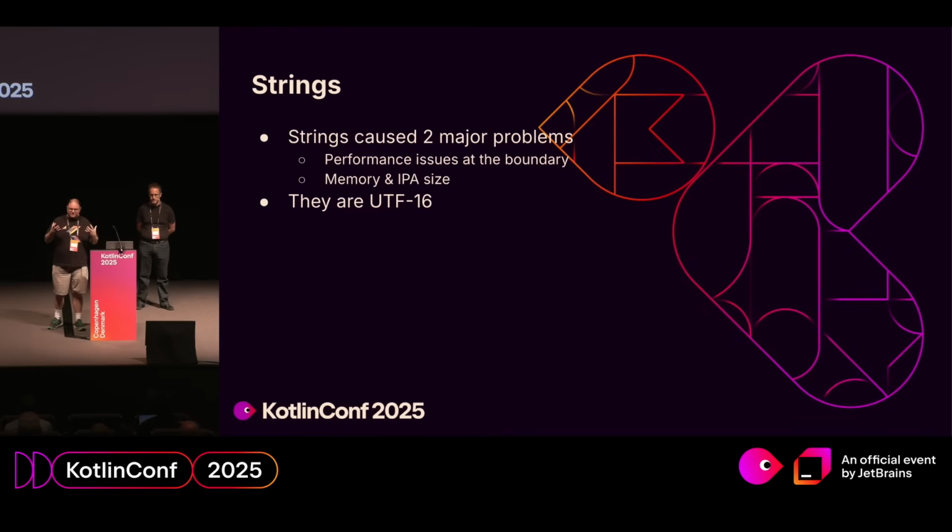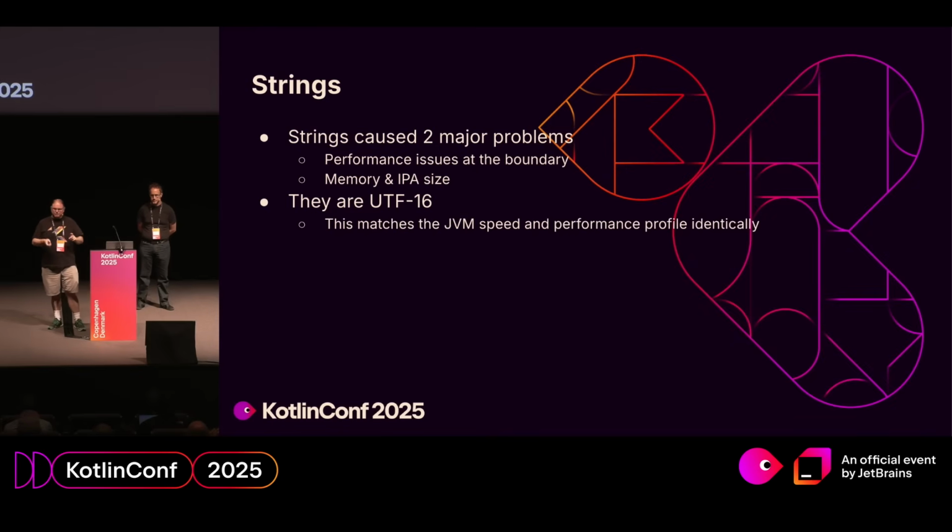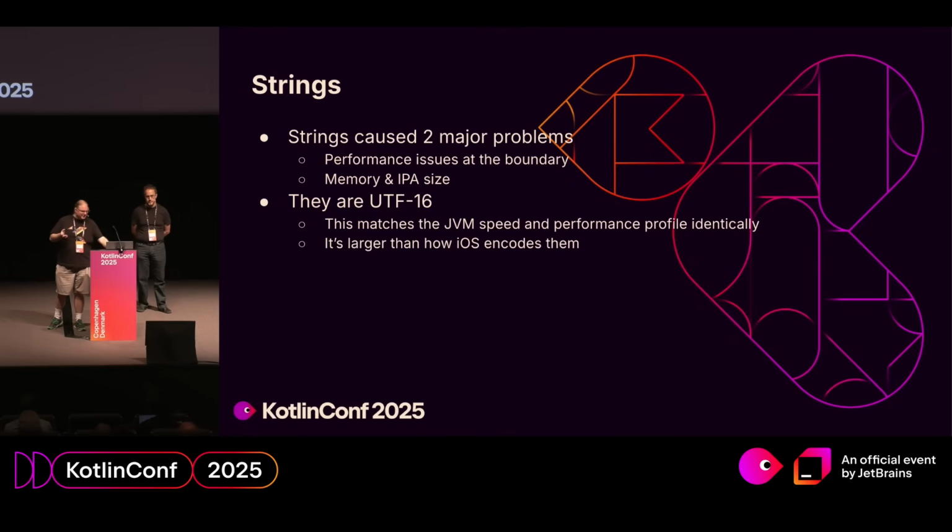And this is the UTF-16, which has the nice effect that they match identically to the performance characteristics guaranteed by Java in the language spec, and so you get the same characteristics. However, they are not the same way iOS encodes strings, and so you have to re-encode your strings, and you lose some of the performance gains.